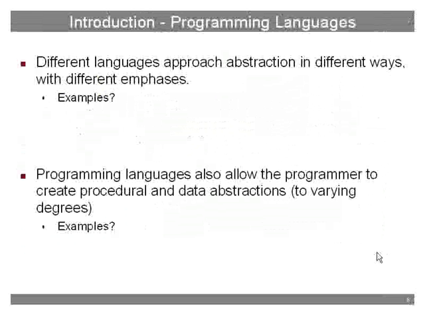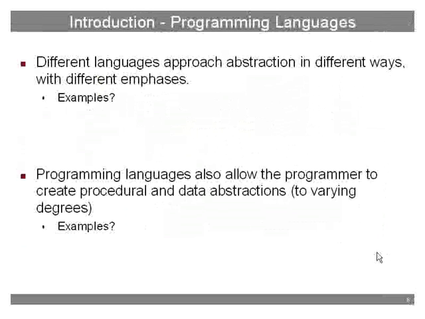Do different languages approach abstraction in different ways? Of course they do. Some languages look at abstraction and provide abstraction in different areas than other languages. For example, if we were to take a language such as HTML, we would notice that the abstraction, the details that are hidden from us, have to do with the display of information in a web browser, whereas a language such as C++ provides abstraction for object-oriented programming. And so different languages have emphasis or provide abstraction in different ways.